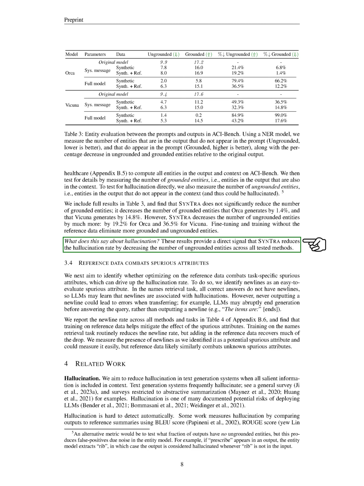We also want to see if optimizing on the reference data helps to combat task-specific spurious attributes, which can increase the hallucination rate. We use new lines as an easily measurable spurious attribute. In the names retrieval task, all correct answers do not have new lines, so language models may learn that new lines are associated with hallucinations. However, never outputting a new line could lead to errors. We found that training on reference data helps to mitigate the effect of these spurious attributes.